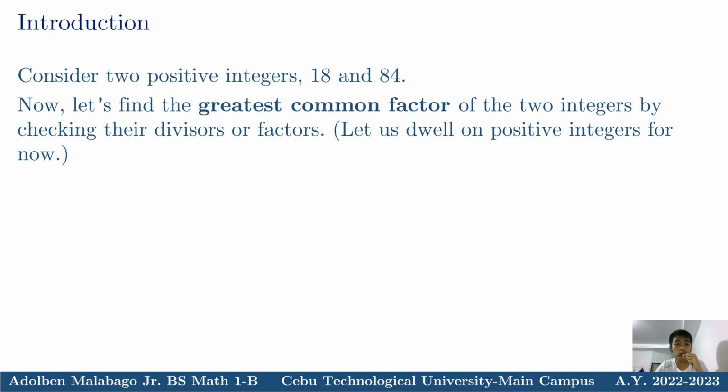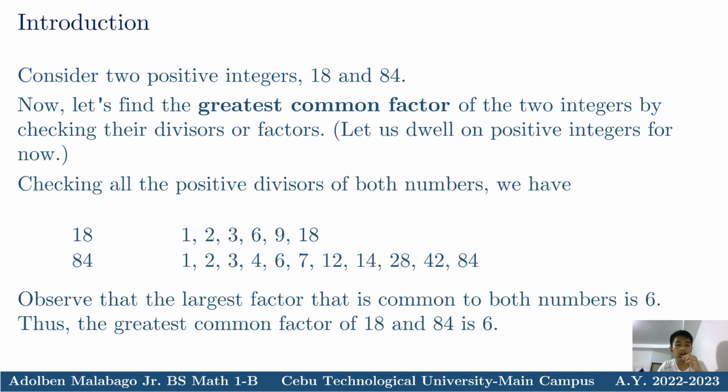Now consider two positive integers, 18 and 84. So here we emphasize the word integers rather than numbers in this example. Now, let's find the greatest common factor of the two integers by checking their divisors or factors. And for this example, and for all the examples, let us dwell only on positive integers for now. So how do we get the GCF of the two given numbers? So the most usual way is by listing the divisors or factors of both numbers. Now, here we have the divisors of both 18 and 84.